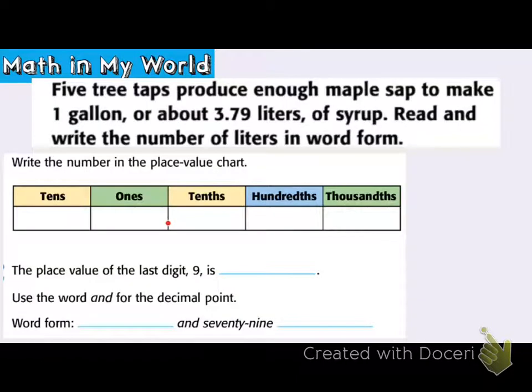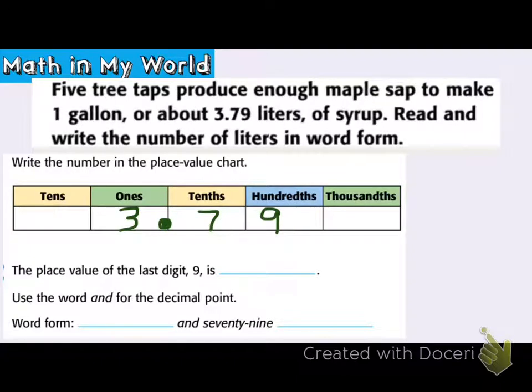Example number 1. 5 tree taps produce enough maple sap to make a gallon, or 3.79 liters of syrup. Read and write the number of liters in word form. Well, step 1, find the value of that number. Well, 3 is in the ones place. It's on this side of the decimal, and I have 79 hundredths. I now have the value.